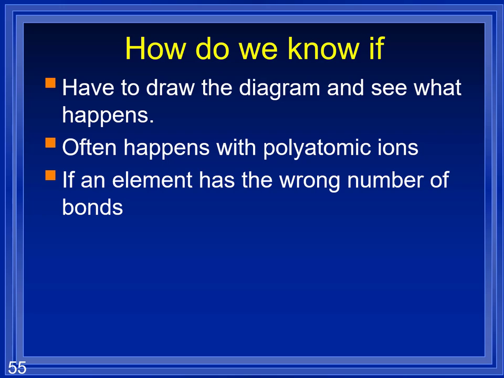Because if you look at CO, carbon wants to make 4 bonds, but in CO it's only made 3. Oxygen wants to make 2 bonds, but in CO it's made 3. We've got things with the wrong number of bonds. That's a clue that there's probably a coordinate covalent bond in there someplace. Okay? So if you build one and you've got the wrong number of bonds, then you know you probably have a coordinate covalent bond in there someplace.